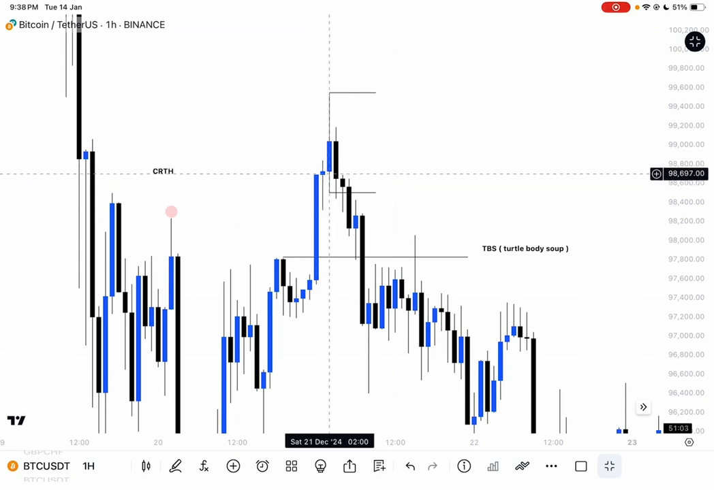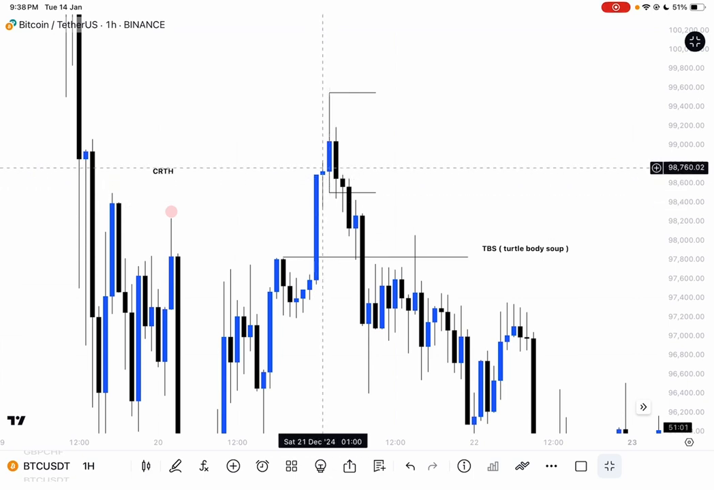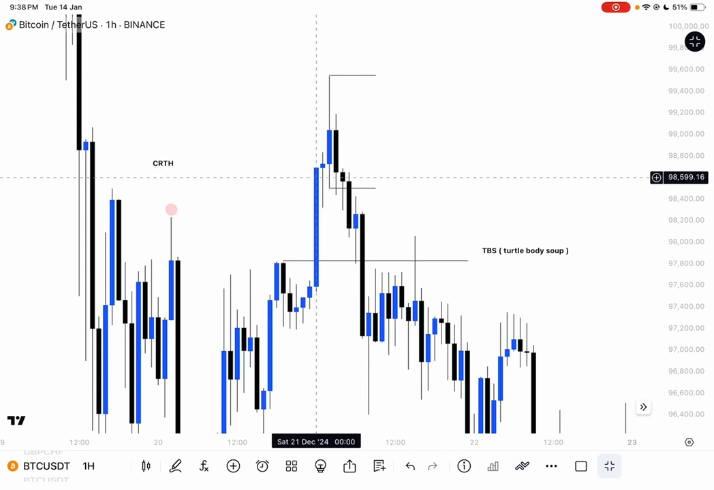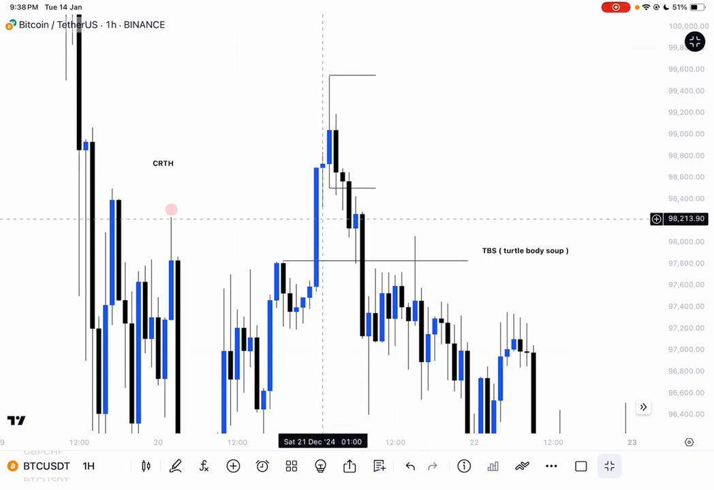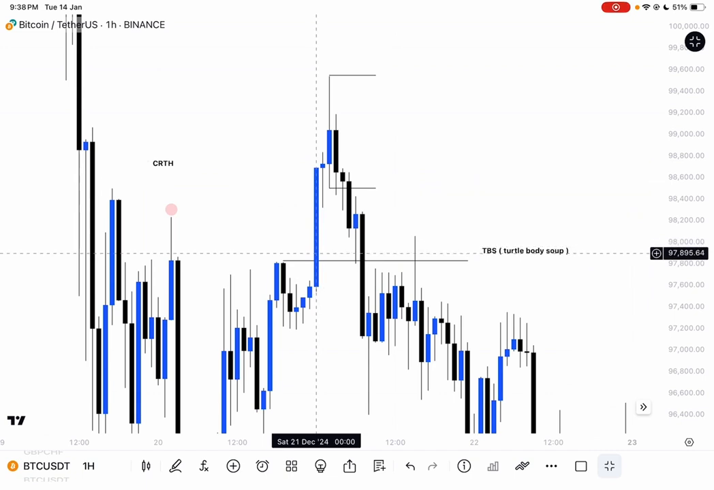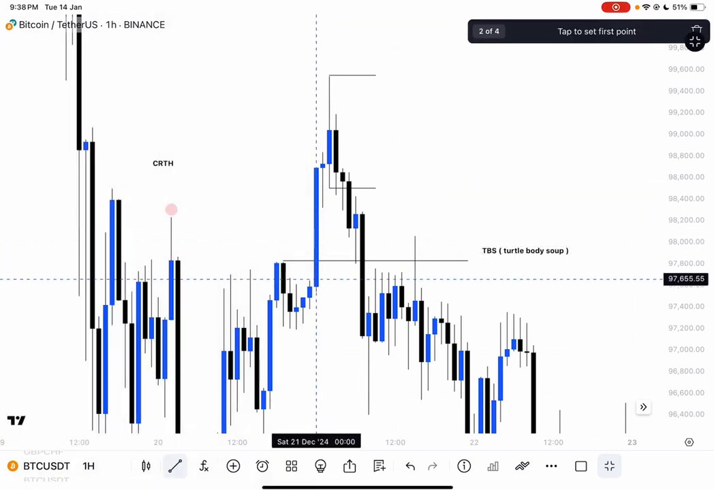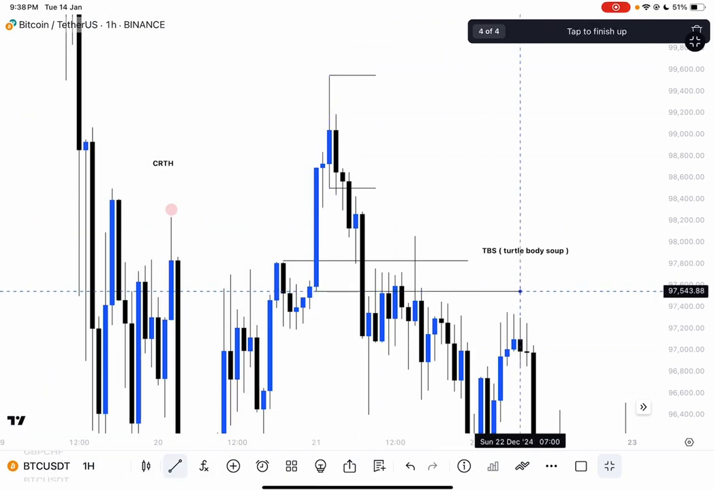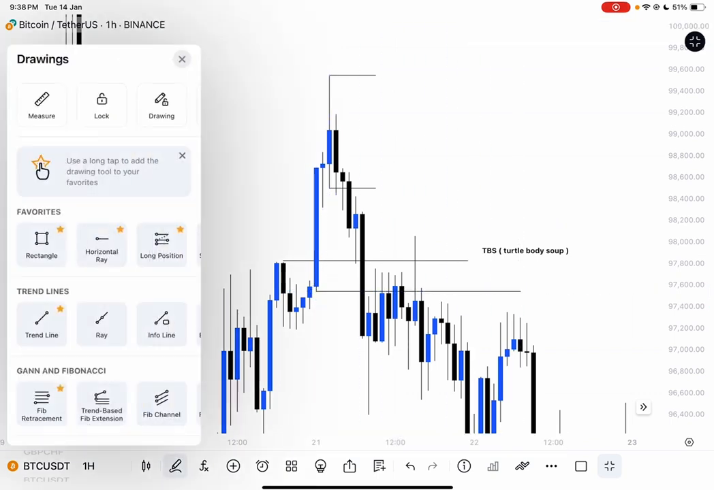Now come to this candle. By looking at it, we can say that this is not a thick candle. See, only a tiny body. It's not a thick candle. So again come to the next candle. Only here we have a thick candle. Look. So only this candle is our model 1 candle here.